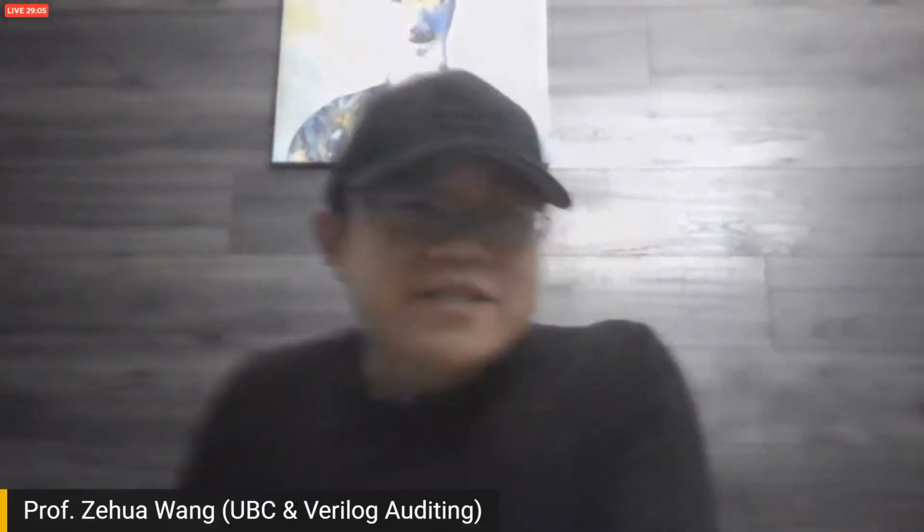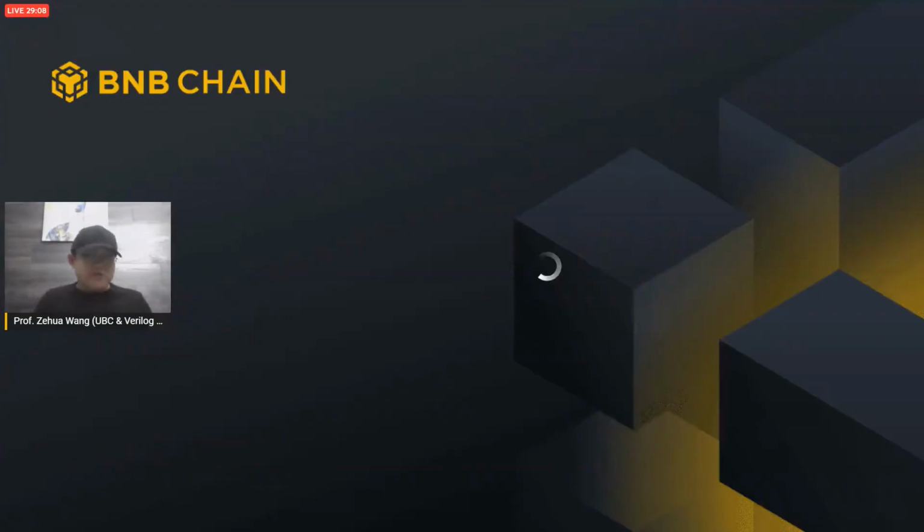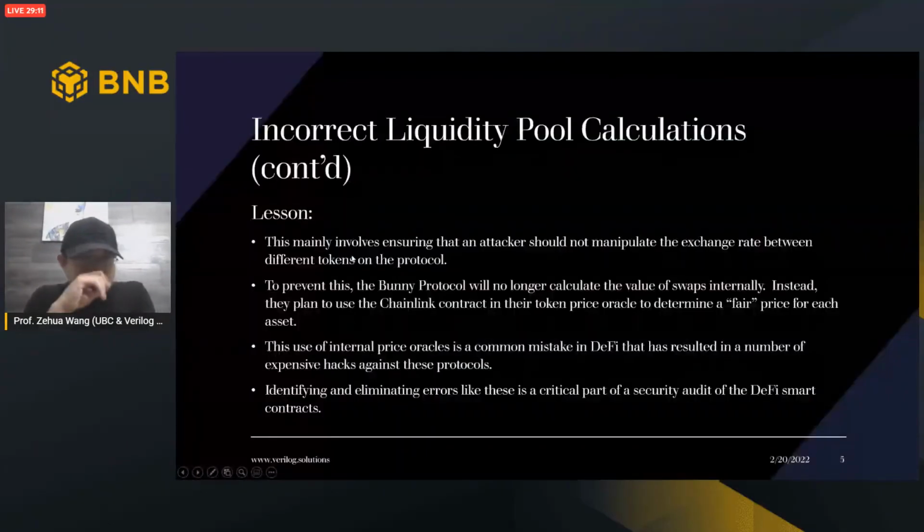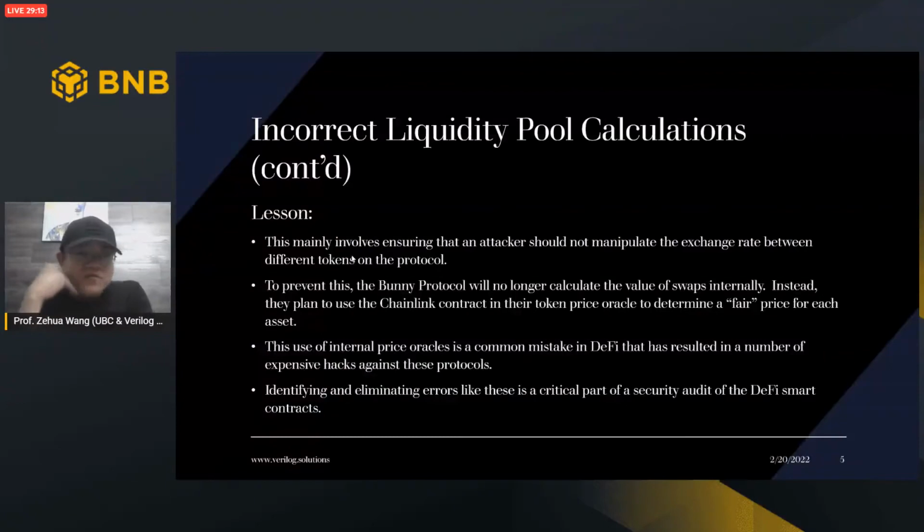So what lessons can we learn from these previous two hacking events? Those are the lessons. For the Burger Swap hack, it mainly involves ensuring that hackers cannot manipulate the exchange rate between different tokens on the protocol. Both of those hacks used this vulnerability in the smart contracts, and to prevent this, the Bunny protocol will no longer calculate the value of a swap internally. Instead they plan to use the Chainlink contract in their token price oracle to determine a fair price for each asset.